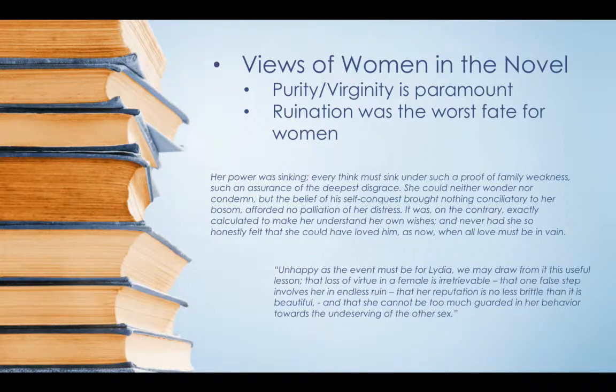The second passage is Elizabeth's sister, Mary. And if you remember, Mary is pious and religious and talks a lot about women being chaste and modest. And so Mary says, "Unhappy as the event must be for Lydia, we may draw from it this useful lesson, that a loss of virtue in a female is irretrievable, that one false step involves her in endless ruin, and that her reputation is no less brittle than it is beautiful, and that she cannot be too much guarded in her behavior towards the undeserving of the other sex."